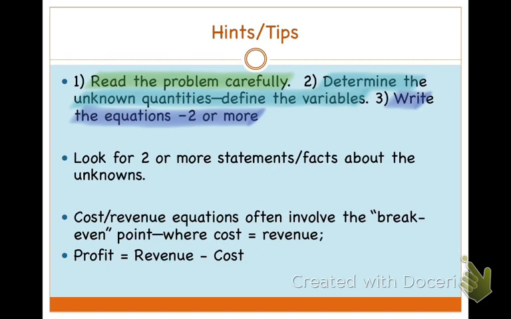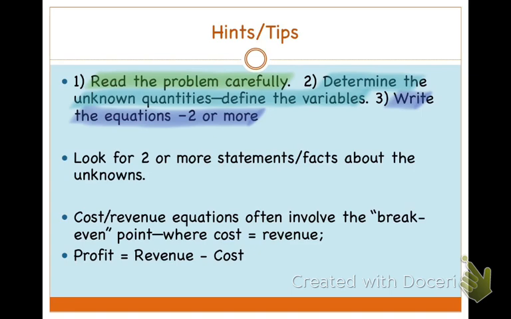We need at least 2 equations, so we're going to look for 2 or more statements or facts, things that they tell us about those unknown values. So if we're talking about bank accounts, how many bank accounts do we have, and what's the total amount being invested or put into those bank accounts? If we're doing some sort of sales, what is the amount that we sell each item for, or how much does each item cost to make? Facts that we have about those unknowns, that's what's going to help me write my equations.